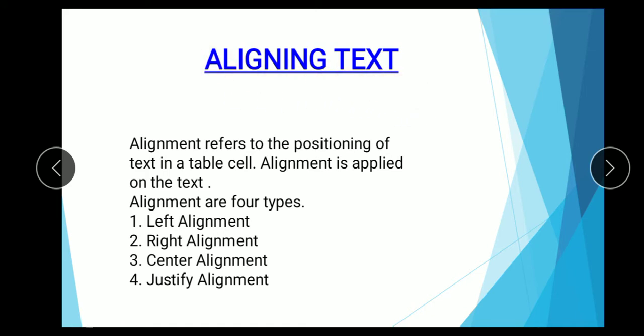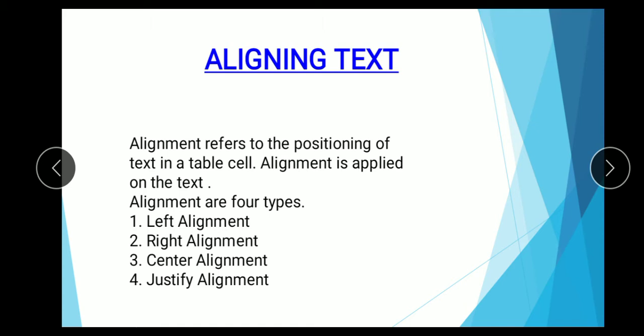Align text. Alignment refers to the position of the text in a table. Alignment is applied on the text, but alignment refers to the position of the text in a table. You can apply alignment left, right, center. So there are four types of alignment. First, left alignment. Second, right alignment. Third, center alignment. And fourth, justify alignment.